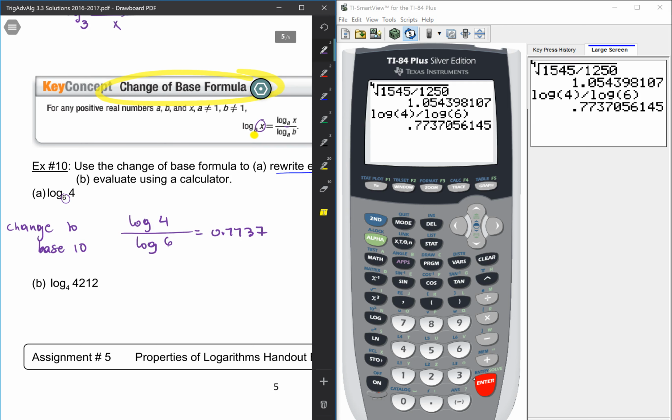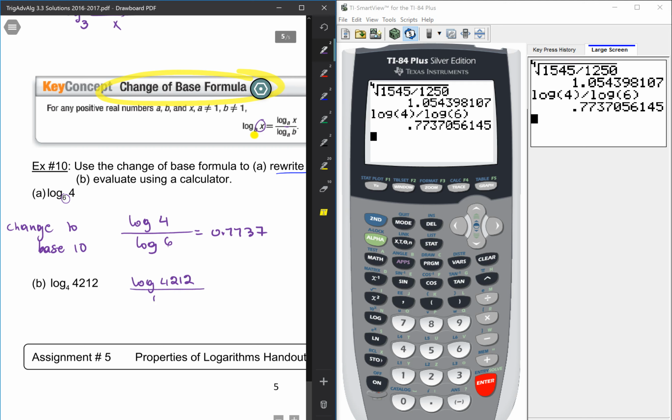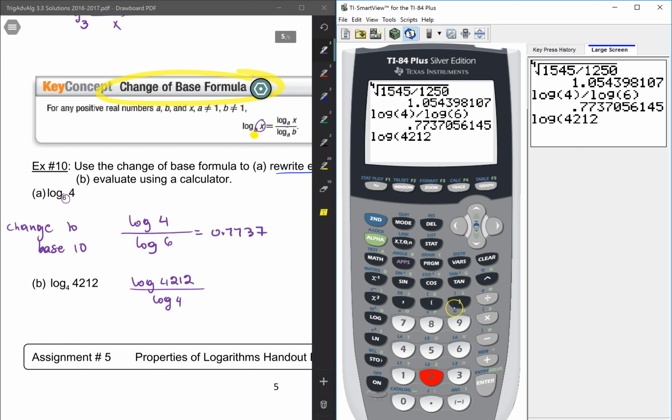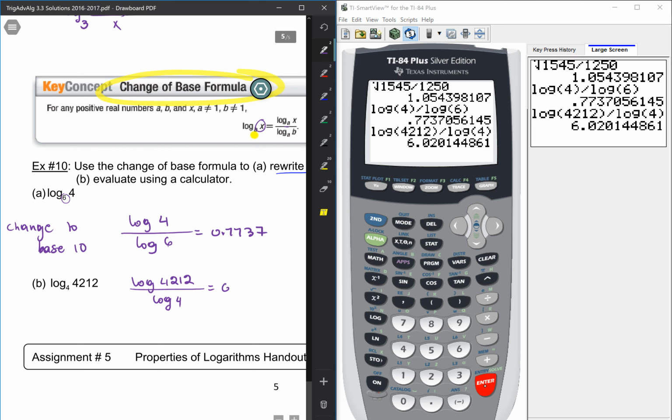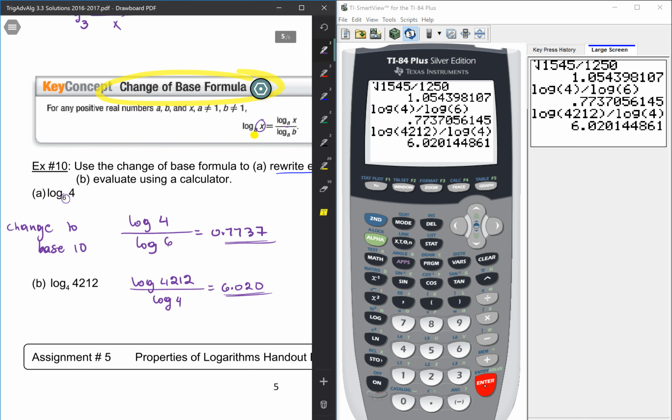So how would we write the next one? So it will be log of 4,212 over log of 4. Okay? So there's that one.